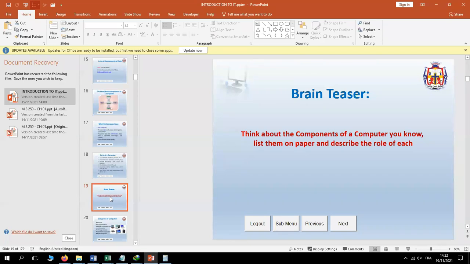So let me start. I'm going to use alphabetical order, starting from descending order. So I'm going to ask Mugasha Darwin to tell us one component you know and what it does on the computer. Yes, Mugasha.